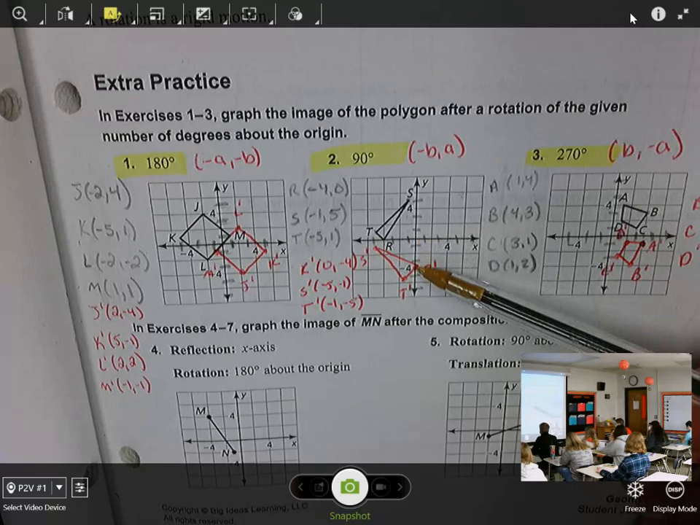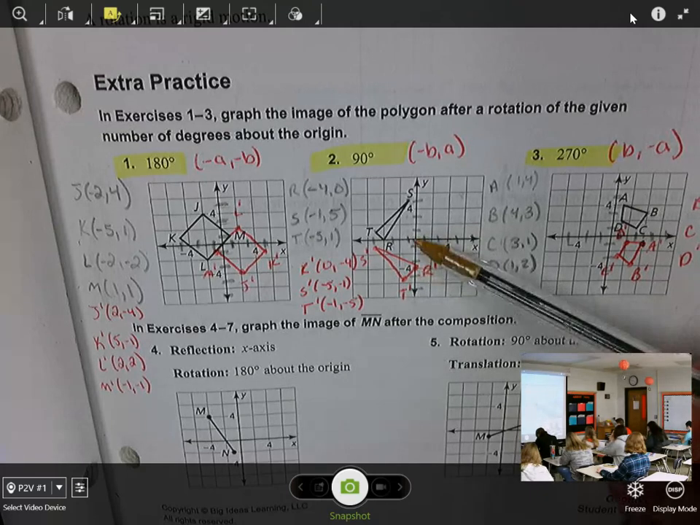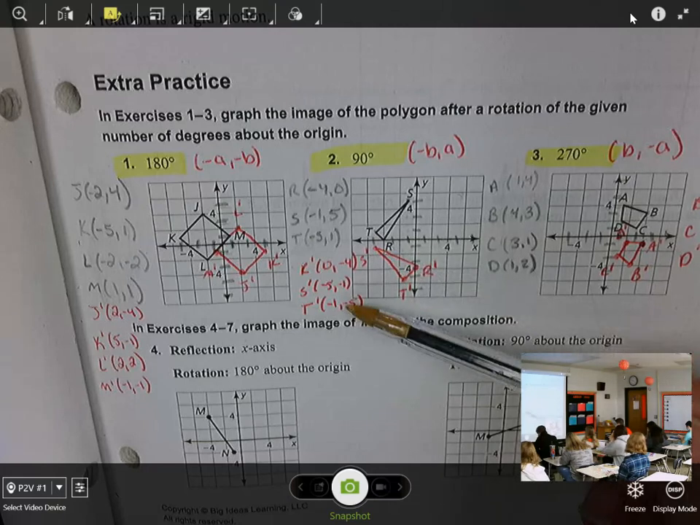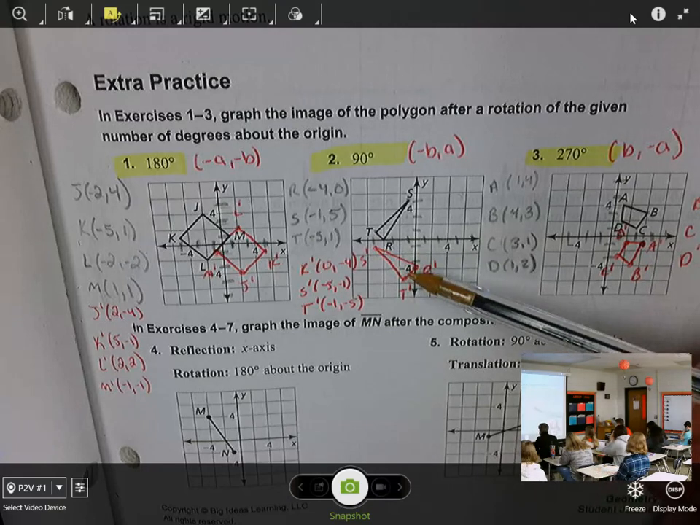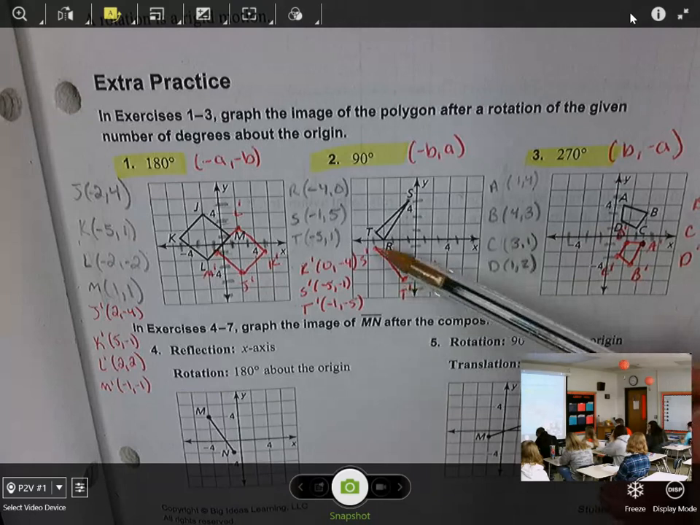You just go down to negative 4. Negative 5, negative 1 is to the left 5, down 1. Negative 1, negative 5 is to the left 1, down 5. And then you draw your figure.